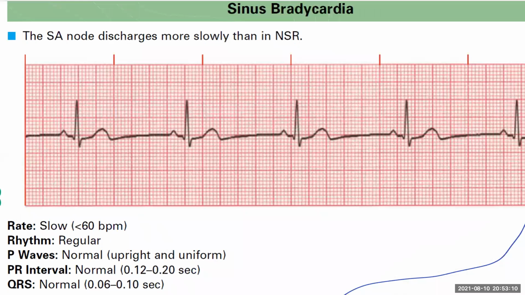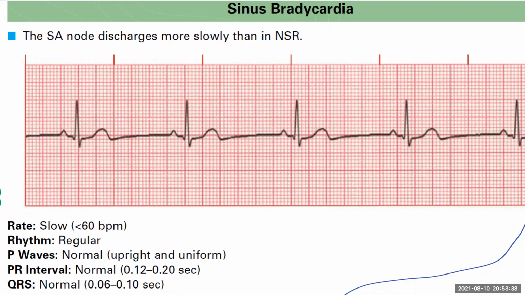Okay, if you could just check here. So here, how many boxes are there? 1 big box, 2, 3, 4, 5, 6 big boxes are there. So 300 divided by 6, what will come? 50. So do you think 50 is a normal heart rate? 300, 150, 100, 75, 60, 50. Here the heart rate is 50.